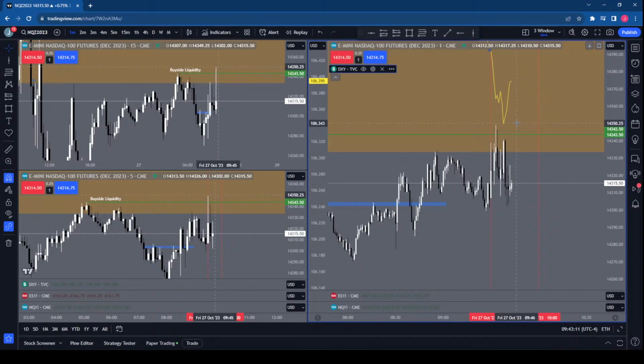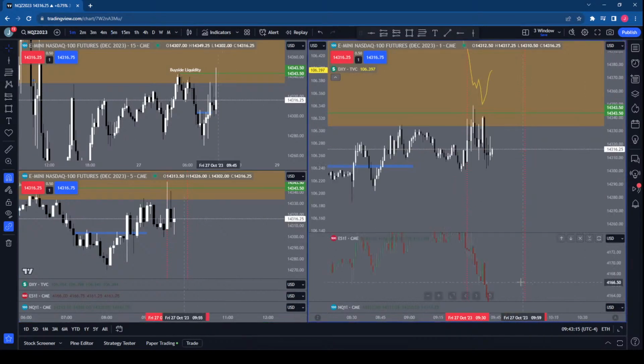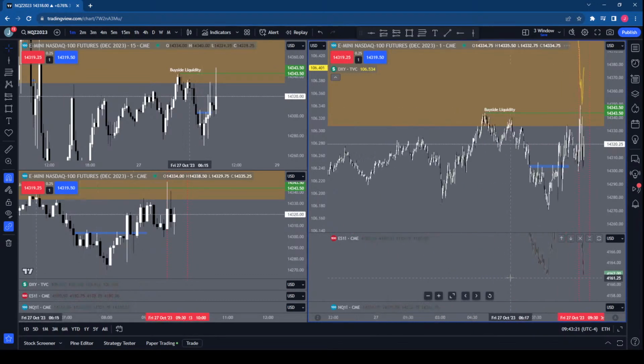Be a little scary with the dollar going lower. ES is very heavy. Very heavy.